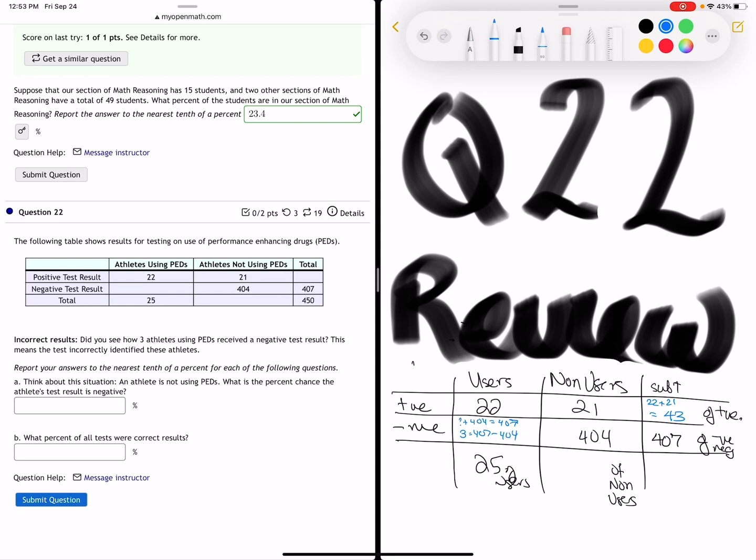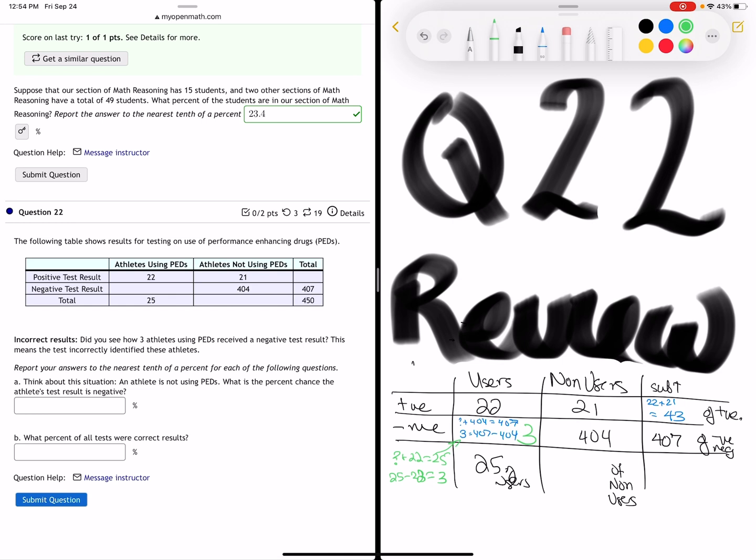We could have also figured this out with question mark plus 22 equals 25. So 25 minus 22 is equal to 3. So either way, we get 3 in that spot. So now we filled out the table so we can answer the questions.